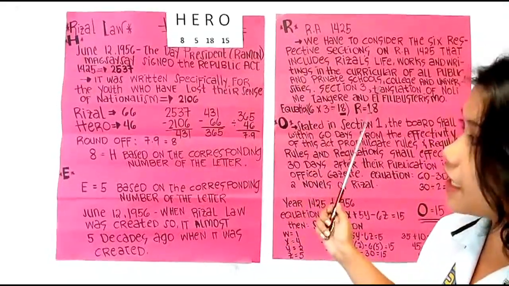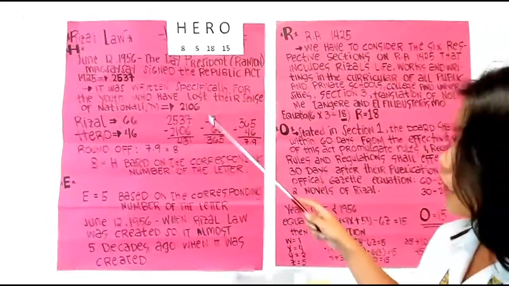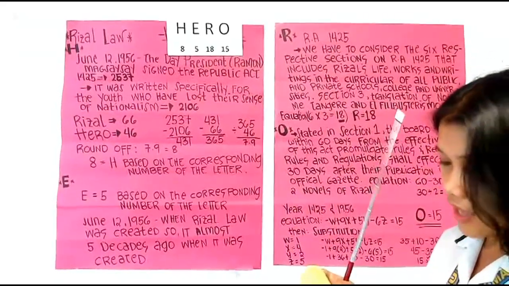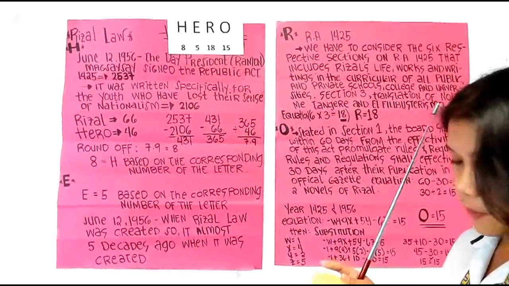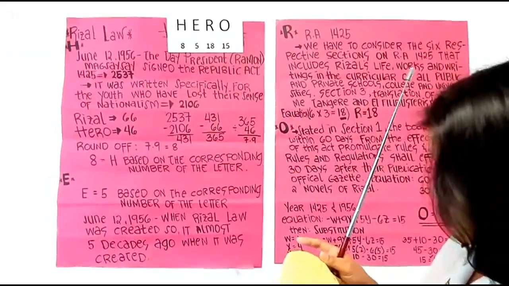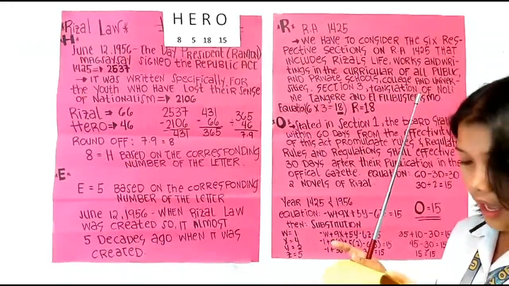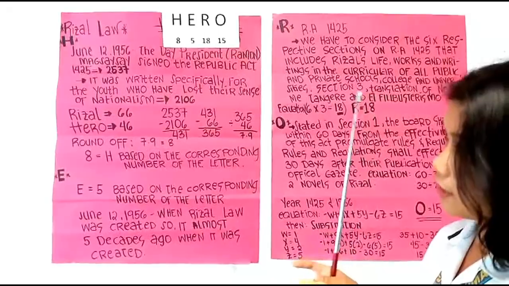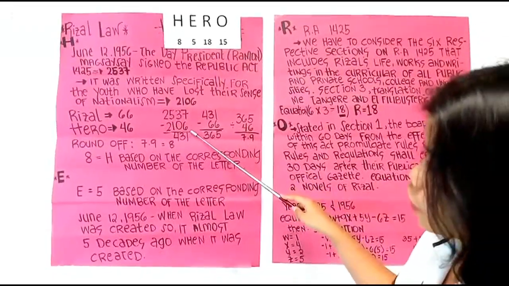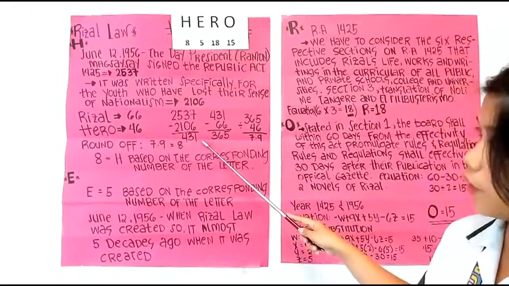It was written specifically for the youth who have lost their sense of nationalism, and the total is 2,106. Based on the corresponding number of the letter sum, we divide the word hero to the sum of all letters that can get the difference of the Republic Act and the second meaning of the Republic Act. So this is 2,537 minus 2,106 is equals to 431.